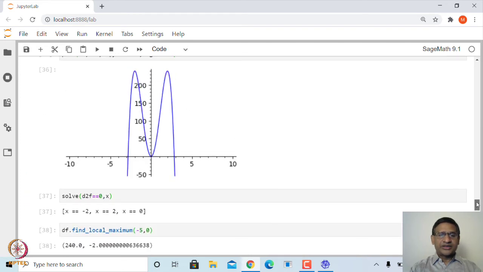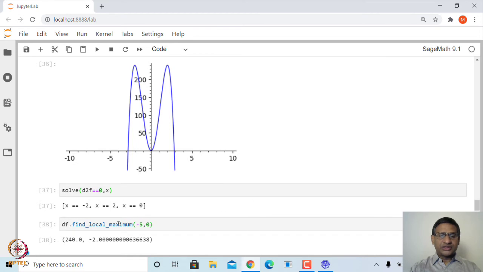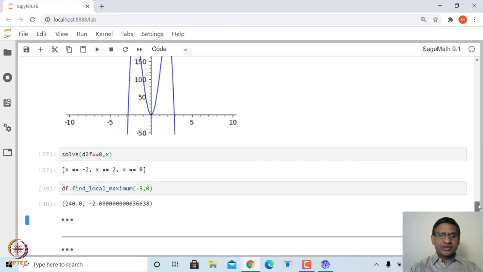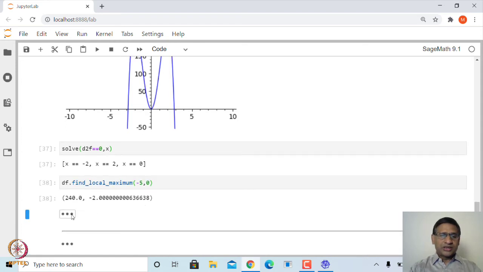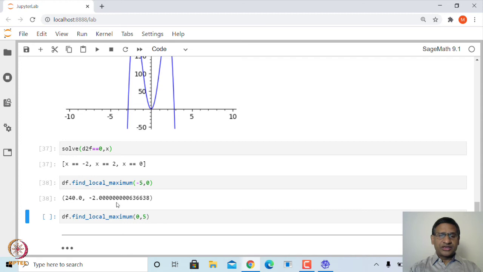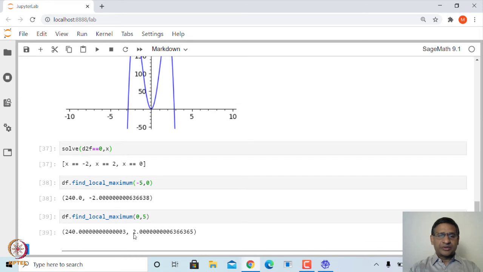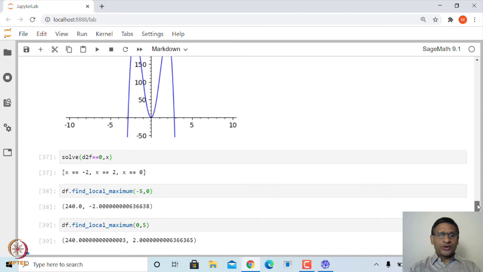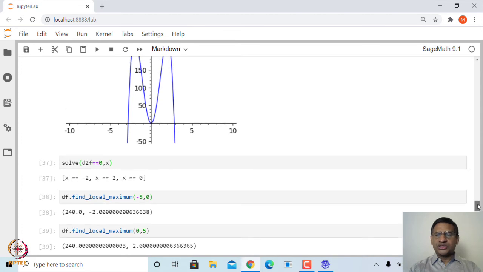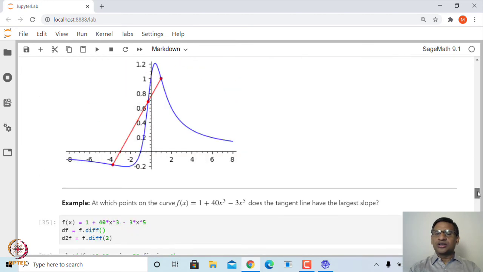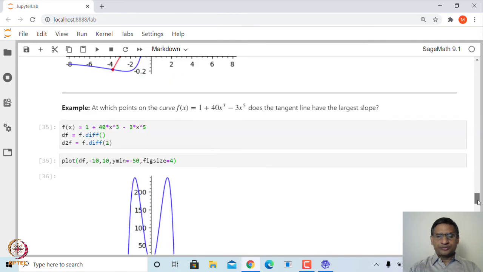let us say -5 and 0, that is the point. Close to -2 it has a local maximum, and you can check the second derivative, it will be negative, that is why it is a point of local maximum. Similarly, you can find another local maximum at 2, right. So, these are the 2 points at which the tangent of this function has maximum slope, right.